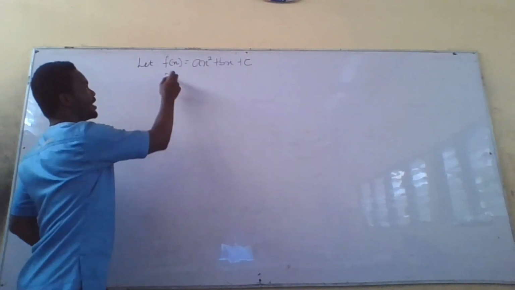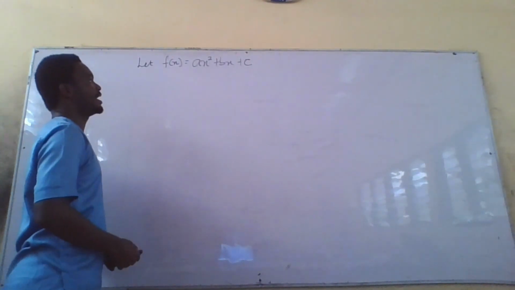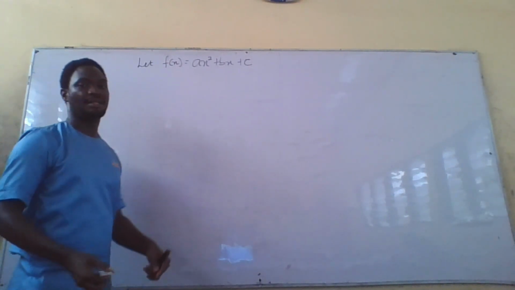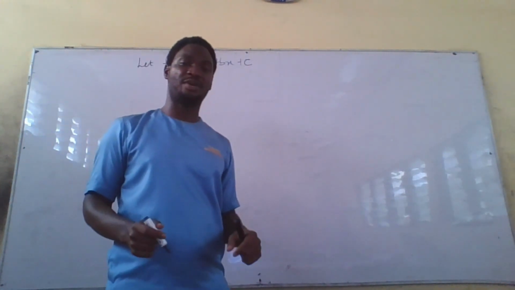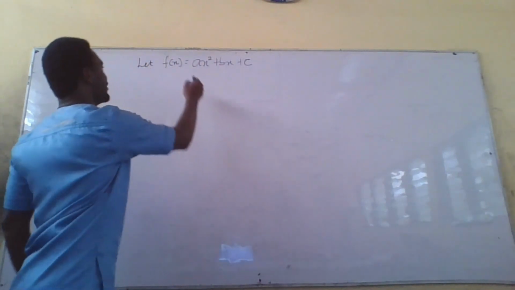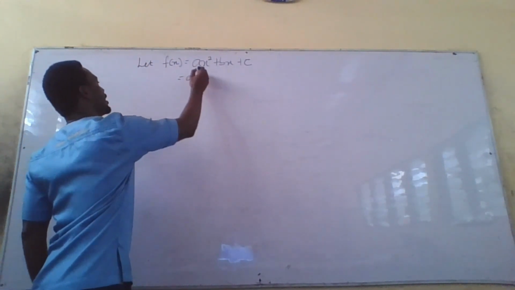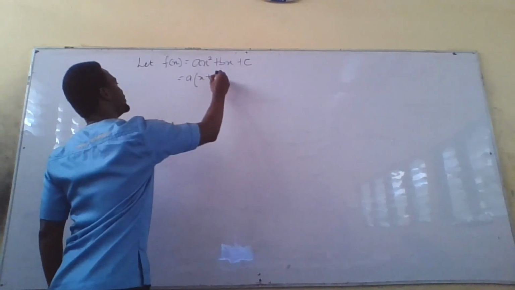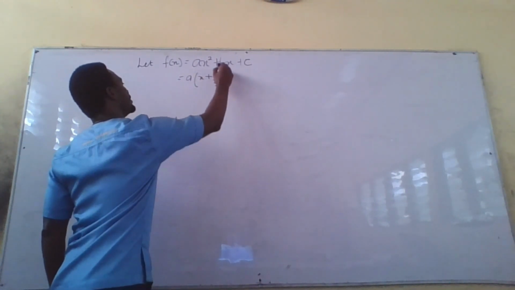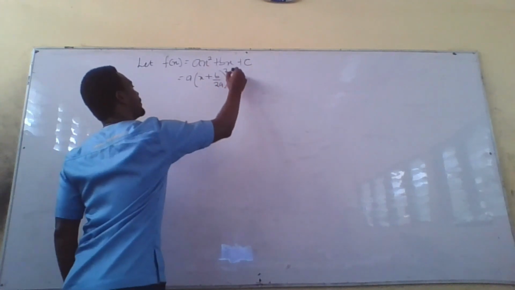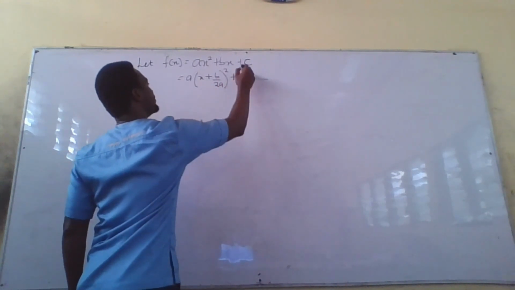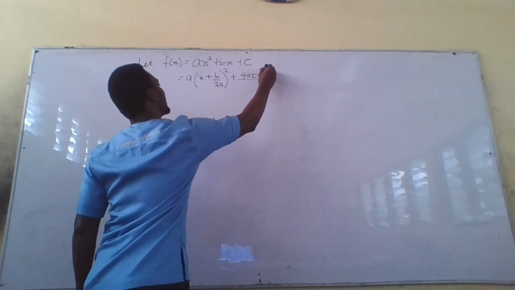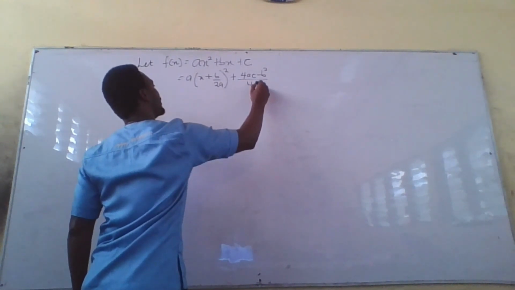Now, let f of x be ax squared plus bx plus c. Then, by the method of completing the square, we can write f of x as a multiplying the expression x plus b over 2a, this expression squared, plus a fraction with numerator 4ac minus b squared, all over 4a.